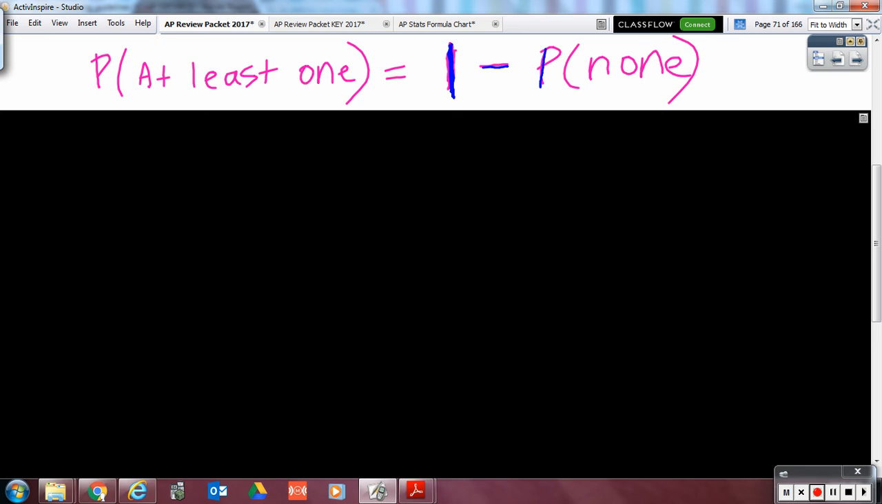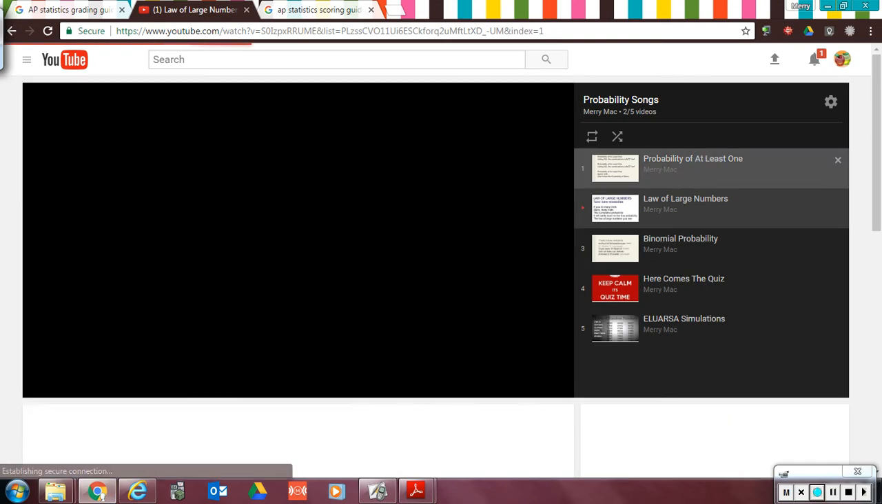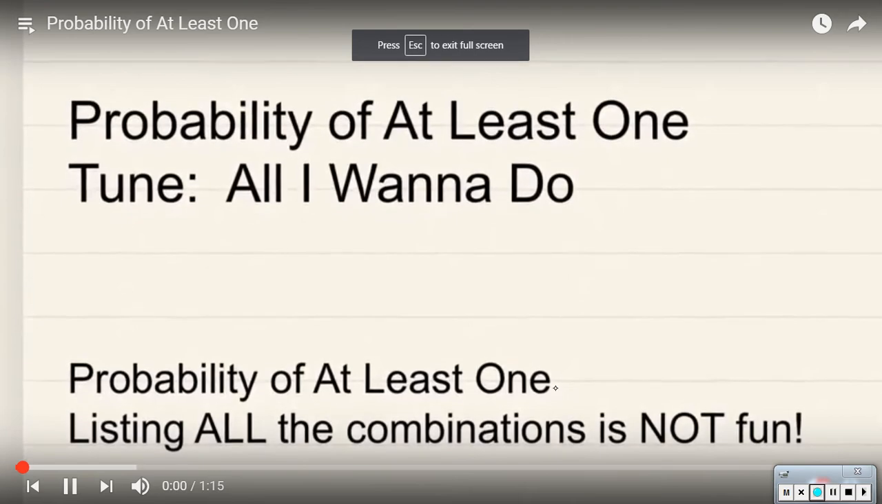So probability of at least 1 is probability of 1, or 1 minus the probability of none. And so we got to do this thing right here for that. So here we go.